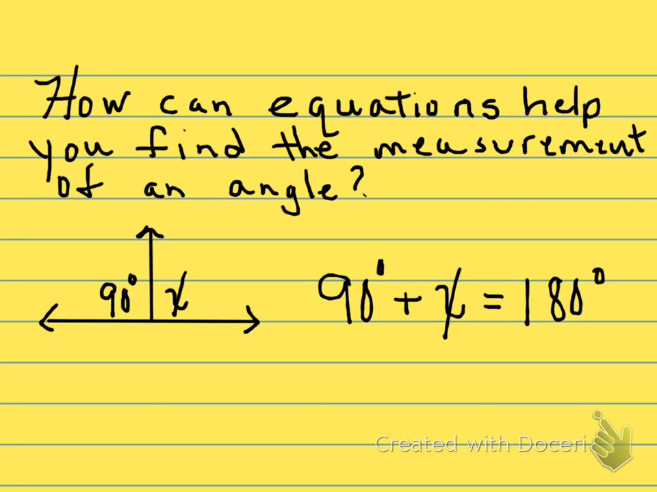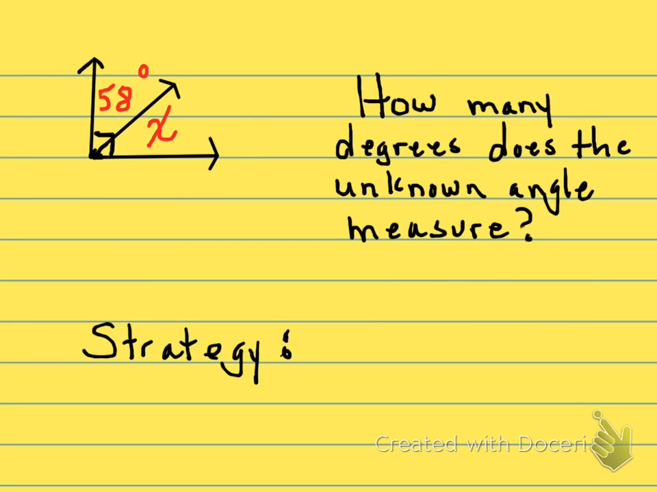I think that one was pretty simple. Let's go try one with a model now. All right, so let's take a look at the figure that we have here. The question I'm going to ask here is, how many degrees does the unknown angle measure? And as I look at my angle figure, what I'm going to do is choose a strategy. The strategy that I'm going to use to figure out the adjacent angle or the adjoining angle measure is to draw a diagram. By drawing the diagram, I should be able to come up with a way to create an equation that will help me answer my question, how many degrees does the unknown angle measure?